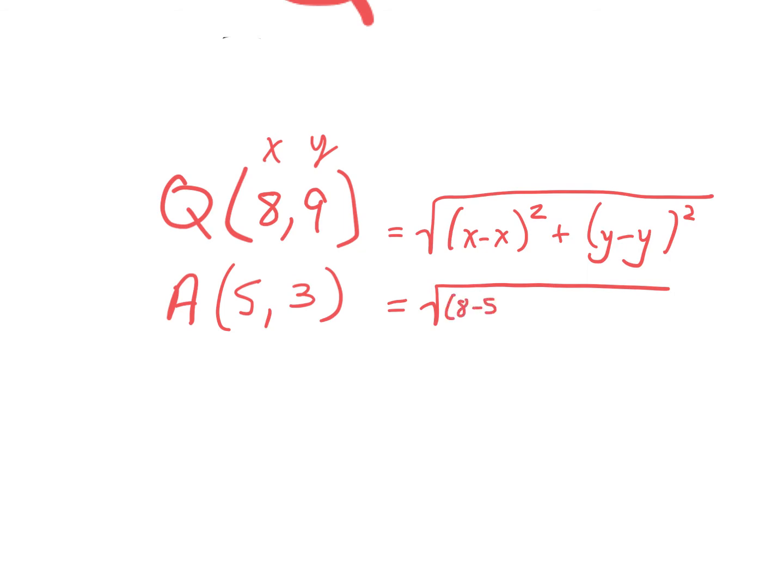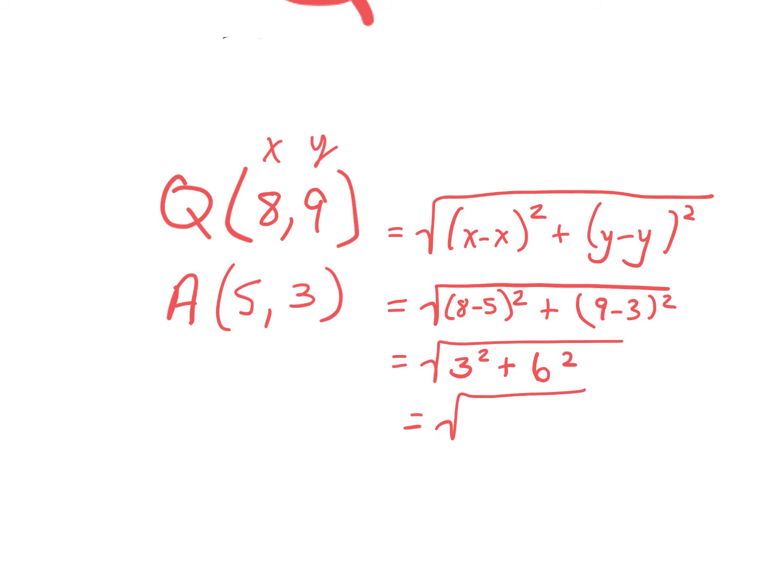What's another way I could write that? 5 minus 8, absolutely. My y's, I can write 9 minus 3 or, there you go, 3 minus 9, either way. Because what happens when you have a negative number and you square it? It becomes positive. So 8 minus 5 is 3 squared, plus 9 minus 3 is 6 squared. What's 3 squared? 9. Good. Don't tell me 6, guys. What's 6 squared? 36. Don't tell me 12. So I'm left with the square root of 45.